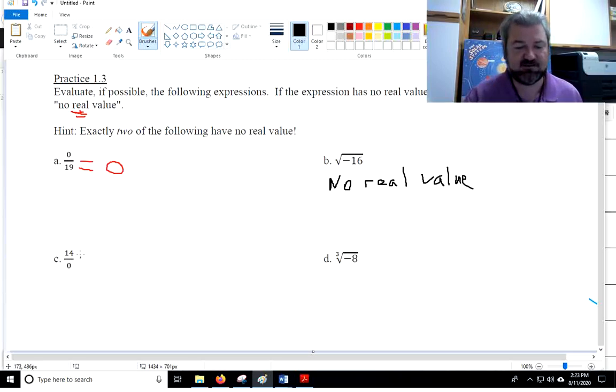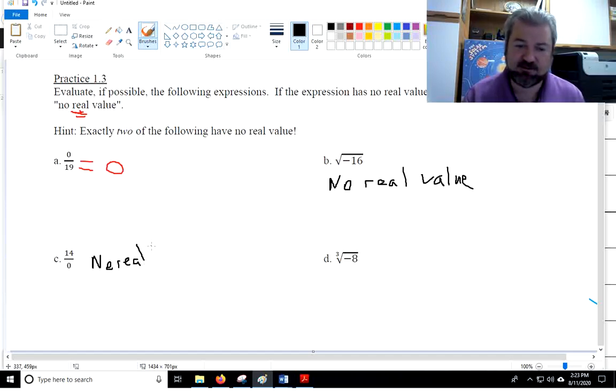All right, 14 divided by 0. Well, we're not allowed to divide by 0. So that is no solution. No real value, I should say. No real value.